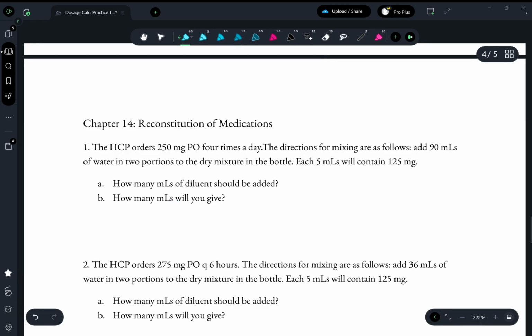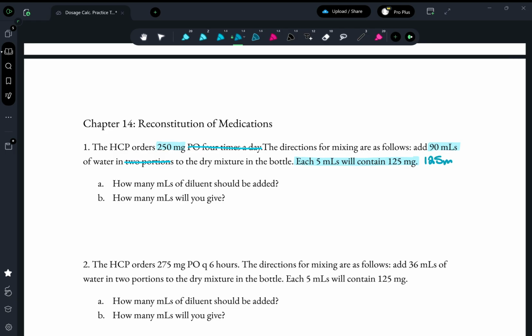So we want 250 milligrams per dose. We don't care about the route or how many times we're giving it. In order to reconstitute the medication, we're going to add 90 mLs of water. We don't care that it's in 2 portions. It just wants 45, shake it, 45 again. But the total, we want 90. And then our concentration, every 5 mLs will contain 125 milligrams. So it's 125 milligrams per 5 mLs. Again, how much diluent you add, it's just the straight 90 mLs. It's right there on the label. You'll be fine with that part.